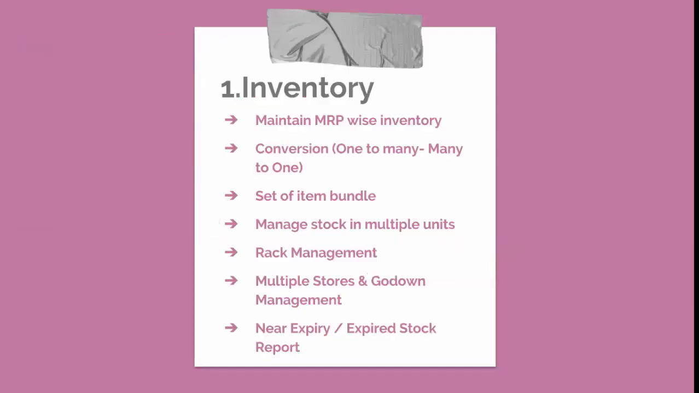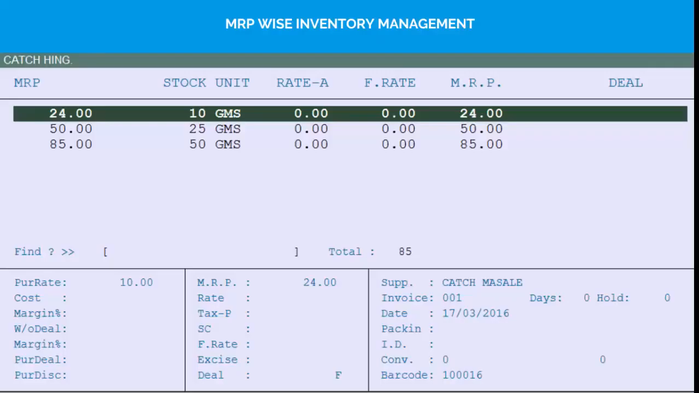The inventory management in our software helps you to maintain MRP wise inventory. Let's take an example of a toothpaste, Colgate. Earlier the MRP of Colgate was 80 rupees and I ordered 50 pieces of Colgate, out of which 40 are sold and we are left with 10 pieces. Later on the next MRP of Colgate increases from 80 to 100. So these types of groups of different MRP you can maintain in our software.